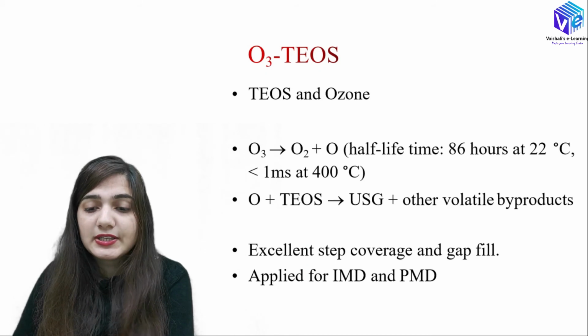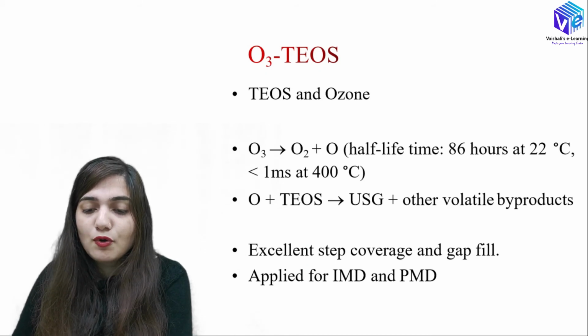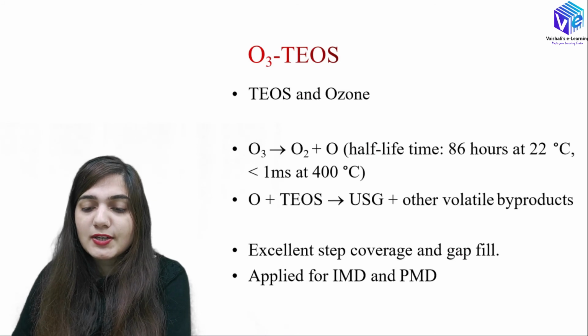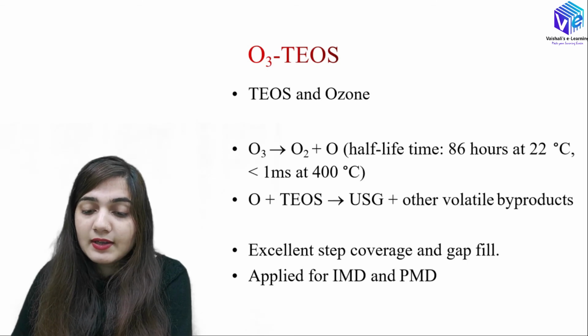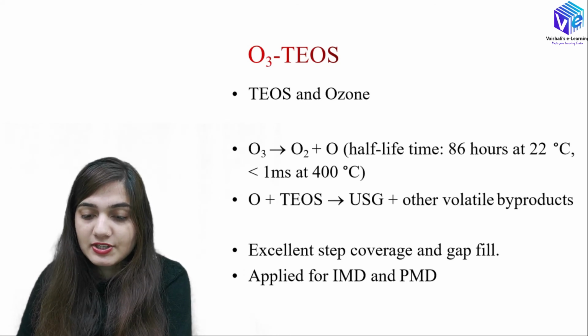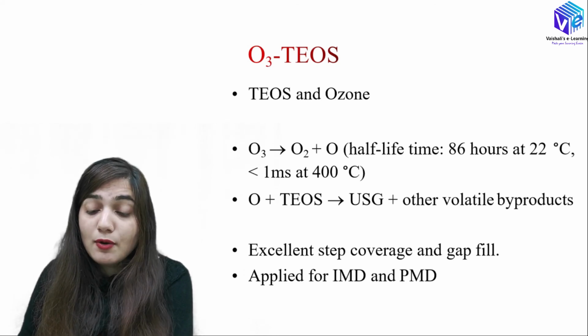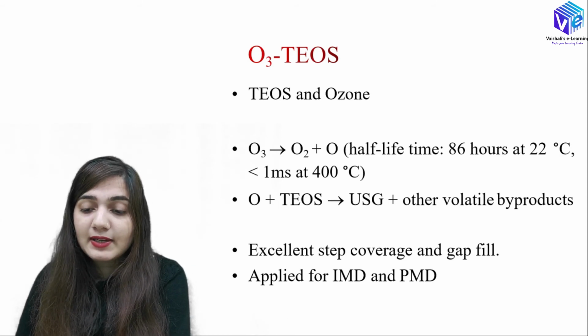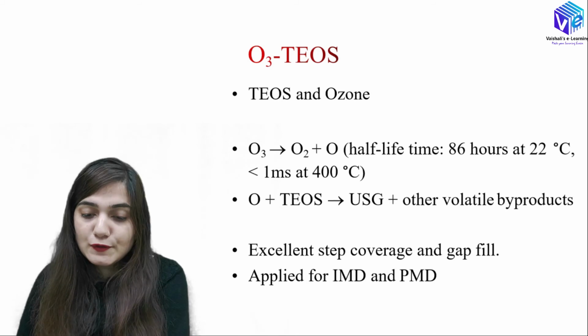Then the O3 TEOS, where we are using TEOS and ozone. Now ozone is going to dissociate into O2 and O, where it has a half-life of 86 hours at 22 degrees Celsius, and less than 1 millisecond at 400 degrees Celsius. So if I increase the temperature, the half-life is going to reduce.